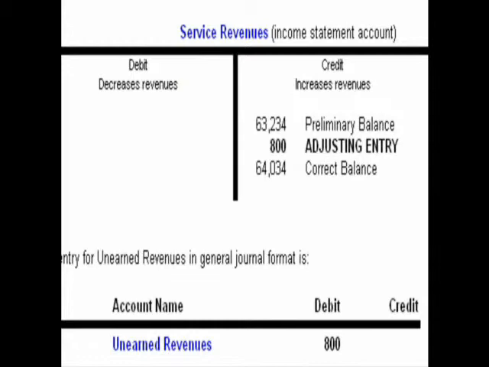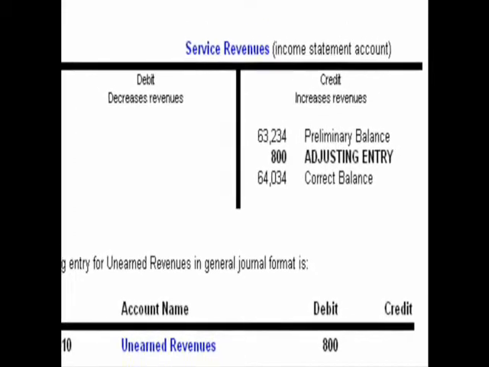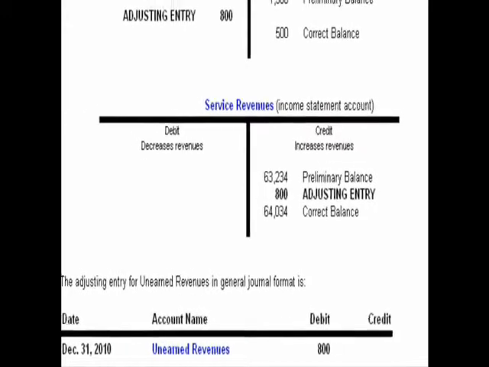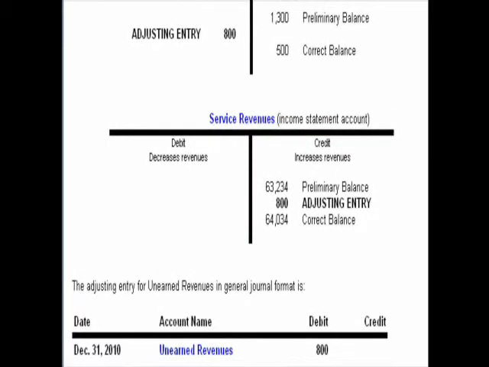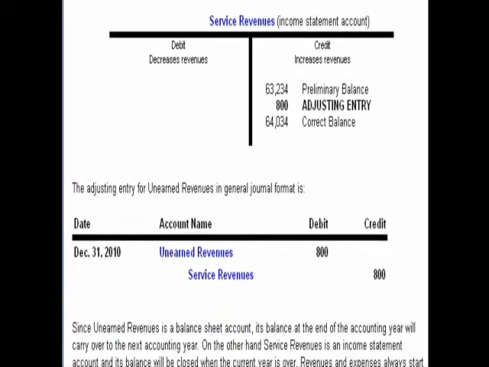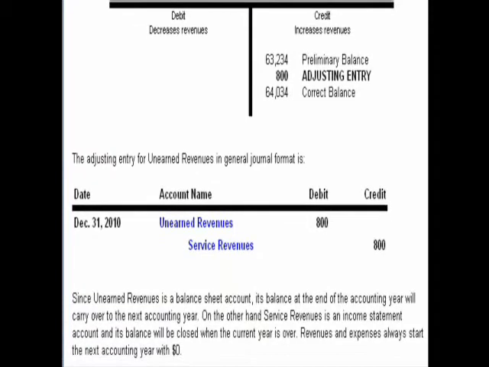Service revenues, income statement account. The debit side decreases revenues. The credit side increases revenues. 63,234 preliminary balance, 800 adjusting entry, 64,034 correct balance. The adjusting entry for unearned revenue, in the general journal: date December 31, 2010. Unearned revenues, debit 800. Service revenues, credit 800.